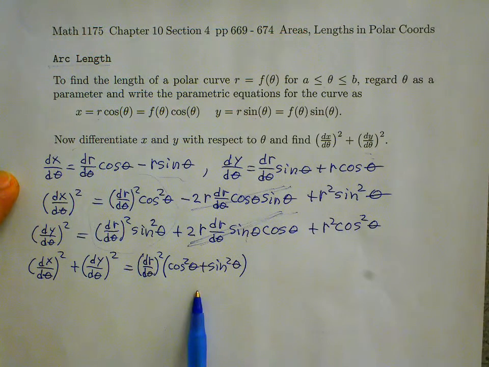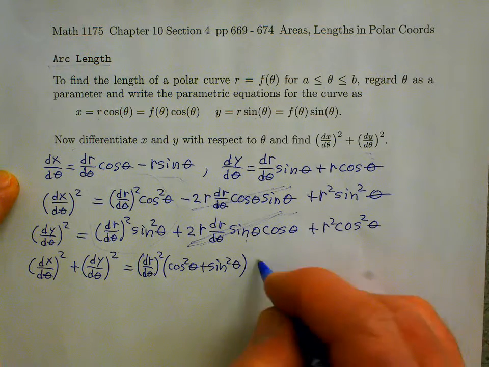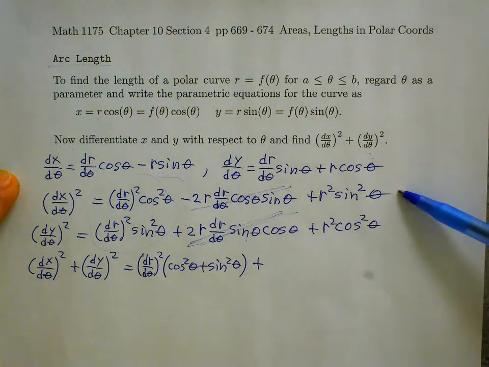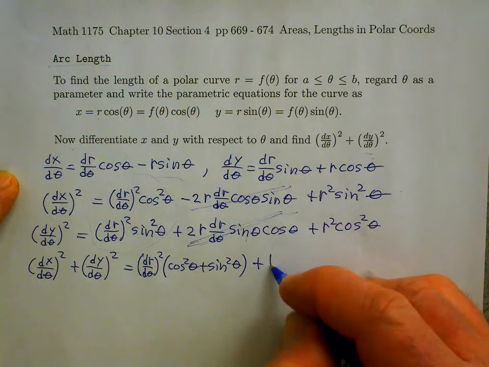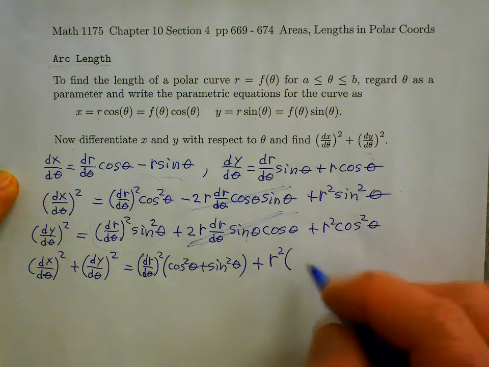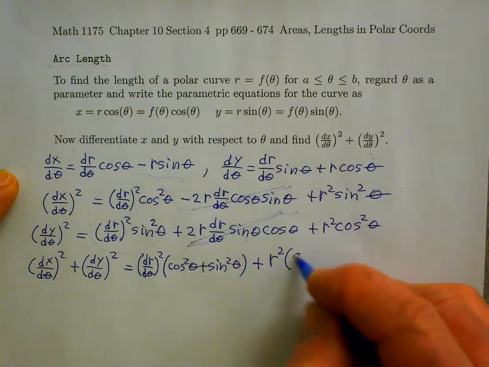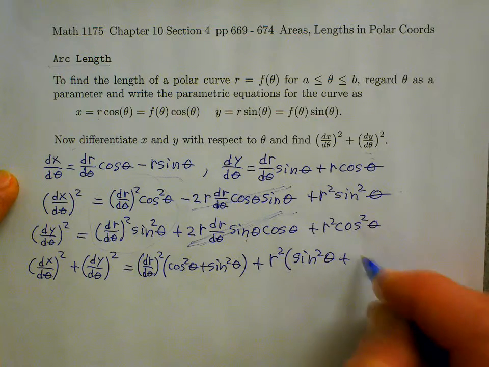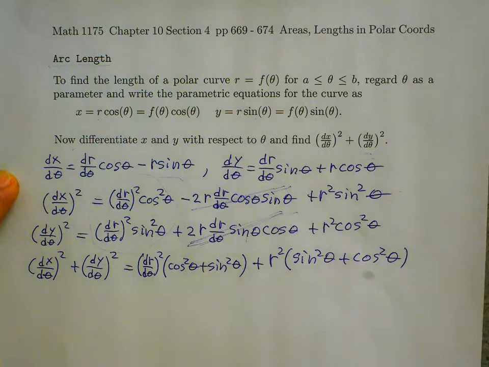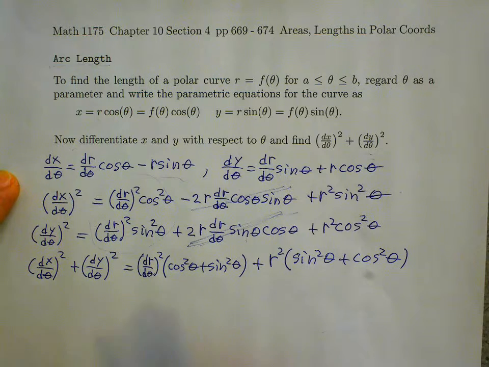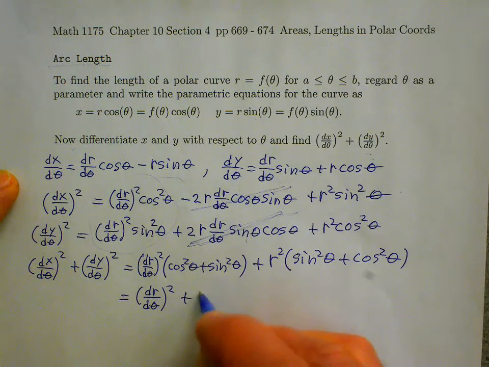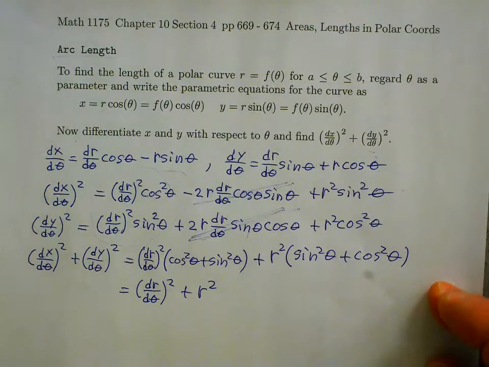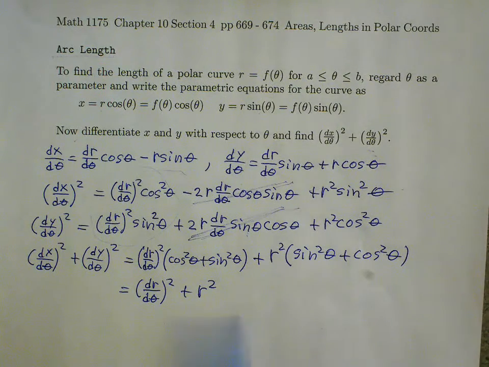And then a similar thing is going to happen over here when we add r squared times sine of theta squared to r squared times cosine of theta squared. If we factor out r squared, inside the parentheses we just have sine of theta squared plus cosine of theta squared. So this simplifies to dr d theta squared plus r squared. Sort of nice how it turns out.